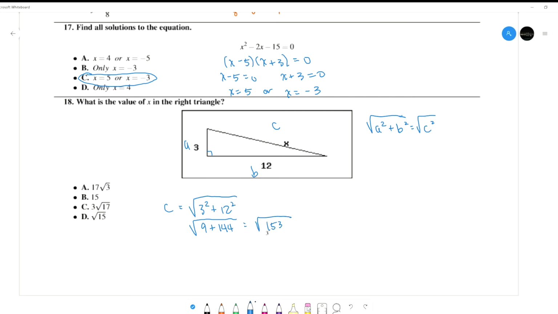Now, you should definitely do this part on the calculator. Square root of 153 is what? 9 times 17. Square root of 9 times root 17 is 3 radical 17. So there's your answer. Any questions?